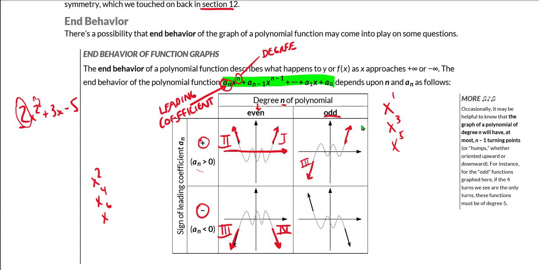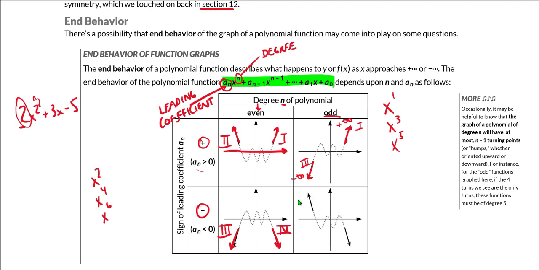Whether you have your graph going down to negative infinity in the third quadrant or in the second quadrant will again depend on the leading coefficient. If your leading coefficient is positive, then the graph is going to go to negative infinity down there in the third quadrant and positive infinity up there in the first quadrant. And if that leading coefficient is negative, the situation will be flipped.